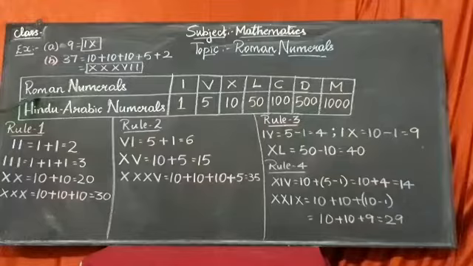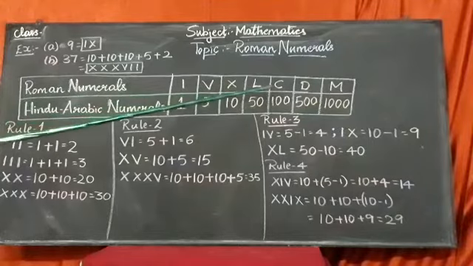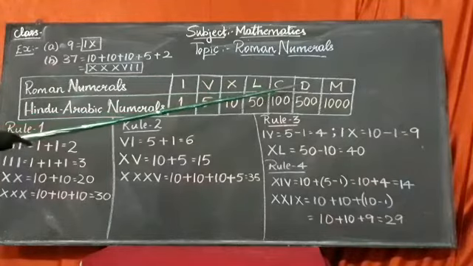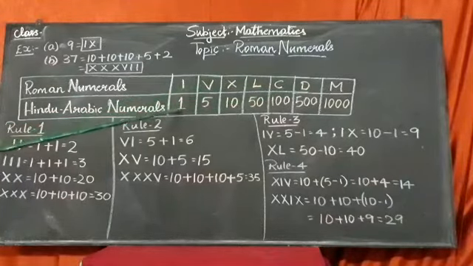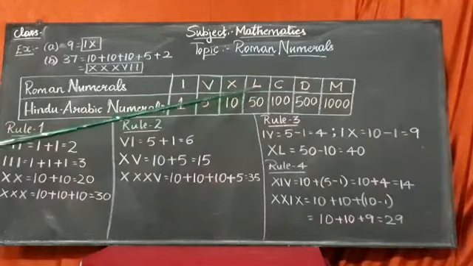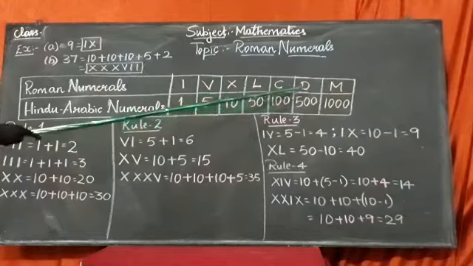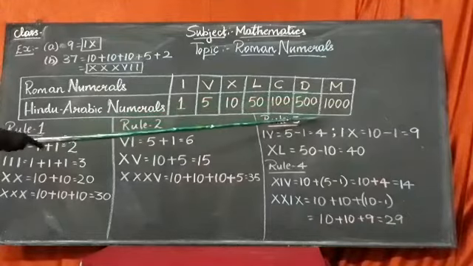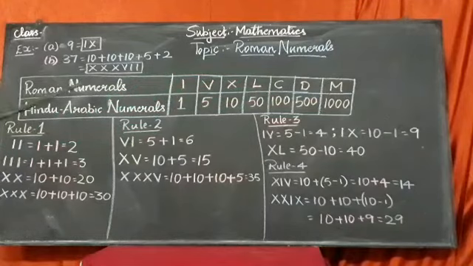The system of numeration followed by Romans is called Roman numeration. The numerals in the Roman system are written with 7 alphabetical letters. See there: I, V, X, L, C, D, M. I in Hindu Arabic number is 1. V is 5. X is 10. L is 50. C is 100. D is 500. M is 1000. We have some points to write Roman numerals.